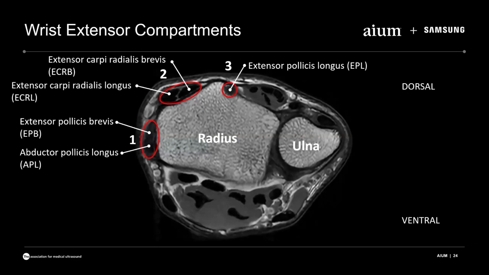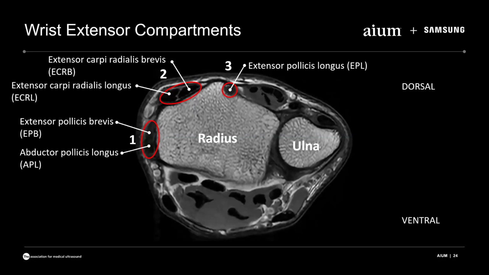One clue here that can help you remember is notice that when you start with the EPL, compartment 3 here, it goes longest, brevis, longest, brevis, longest. So it alternates. And especially when you're starting out, don't necessarily worry about the names of the tendons. You could just remember, okay, compartment 3, compartment 2, compartment 1, and it can be labeled that way on the ultrasound.